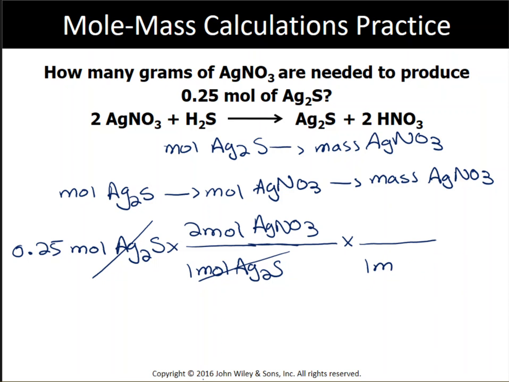And now to convert to mass of silver nitrate, we're going to have to use the molar mass of silver nitrate, which is 169.9 grams of silver nitrate. Now mole and mole cancel out.